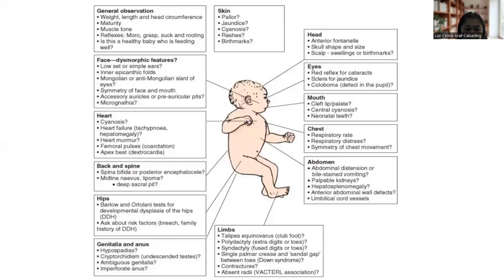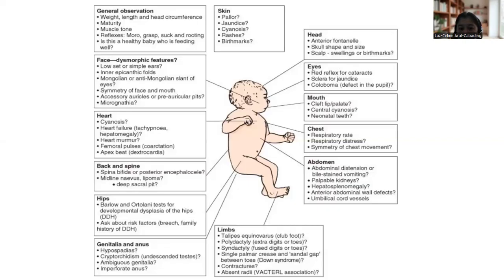We have terms here. If you go down to the hips, I mentioned earlier Barlow and Ortolani. These are very important features to be noted if there are hip dislocations, which we call DDH, developmental dysplasia of the hips. So be familiar with these terminologies.